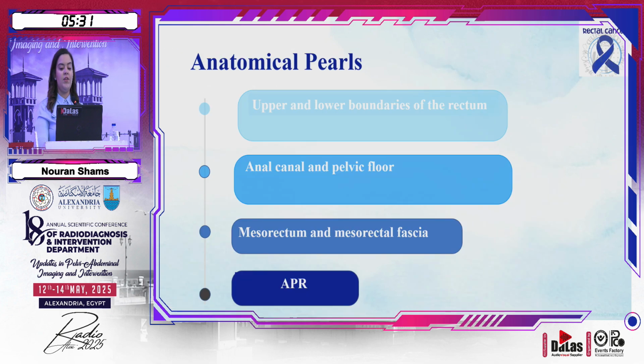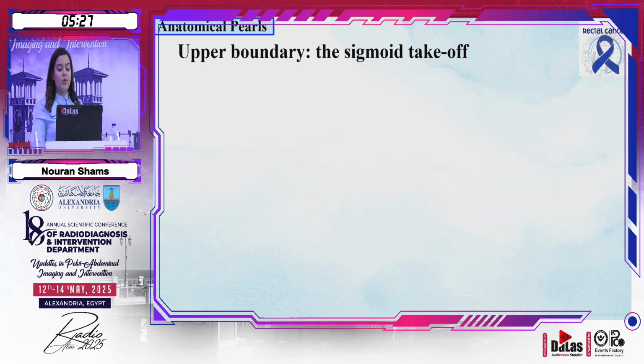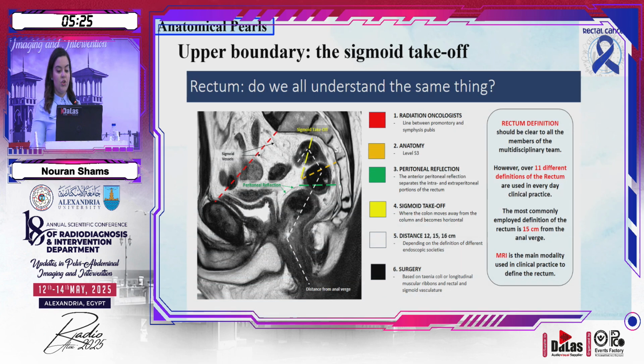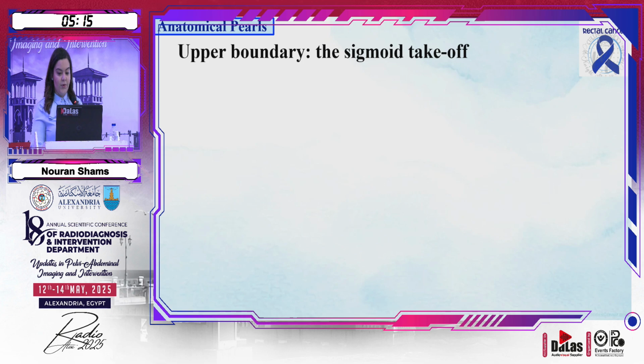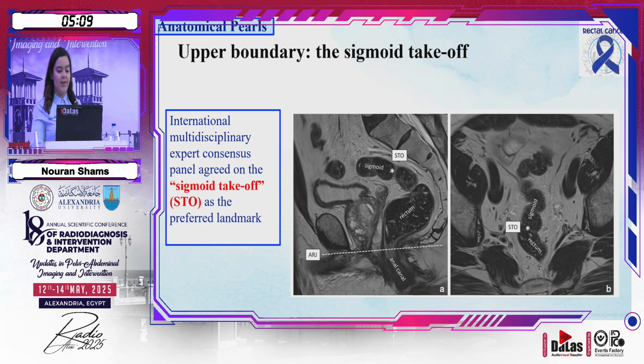Now, let us shift gears to some of the important anatomical landmarks. Believe it or not, there is no standard definition of the rectum. Whether you talk to a surgeon, radiologist, or endoscopist, each has their own. So it's actually a struggle with more than 11 definitions. However, lately, radiologically, the sigmoid takeoff is the agreed preferred landmark.